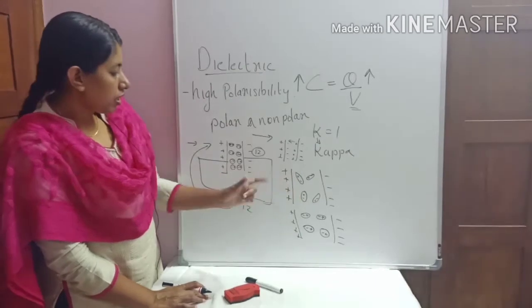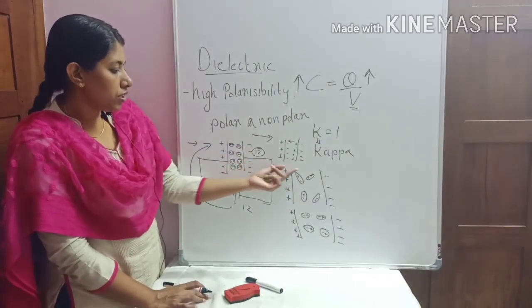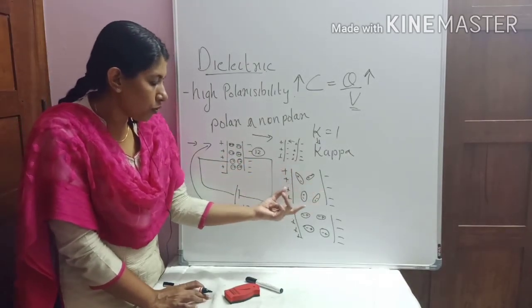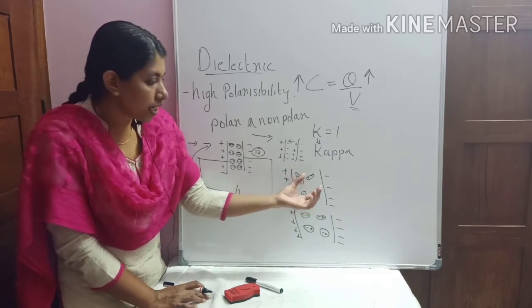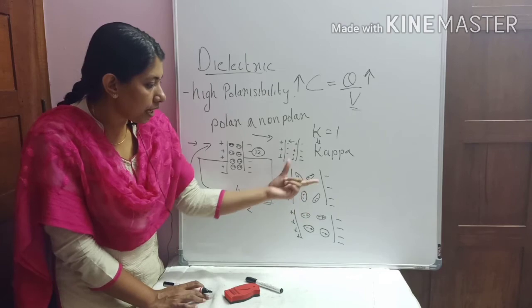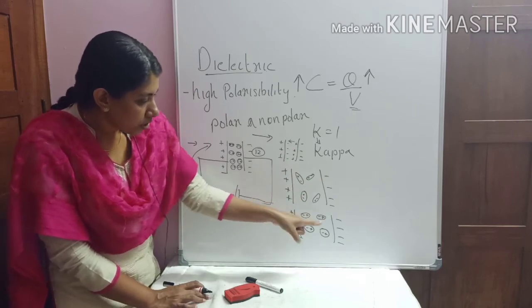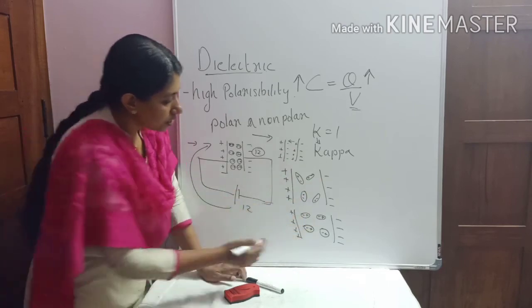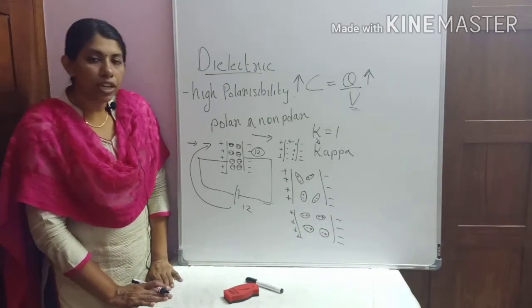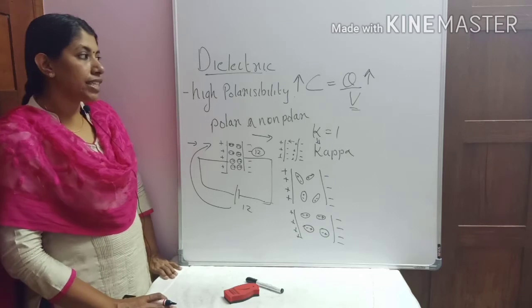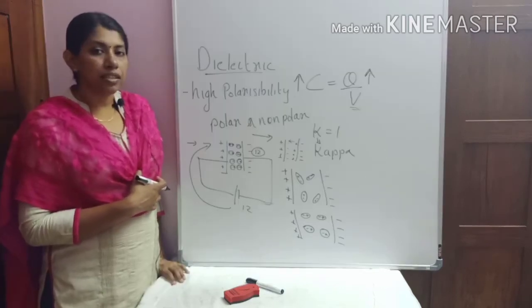In case of a polar molecule, the molecules will already have some dipole moment, but it is not in alignment. So it will try to align with the external electric field like this. So it will be like this only. Here also, therefore, net voltage is reduced. So this is what happens with the dielectric and how dielectric affects the capacitance.